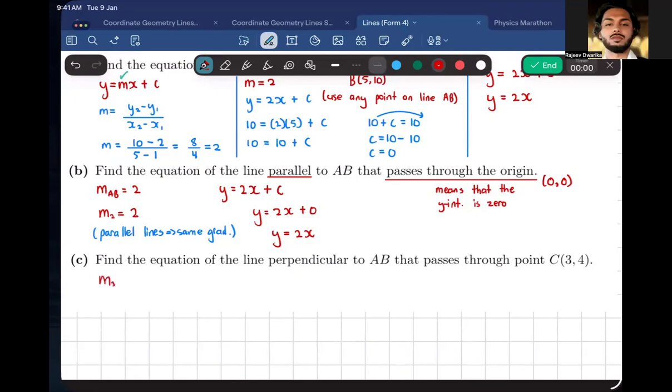Now they're saying that this line is perpendicular to AB. What does that mean? So the gradient of line AB was 2. So how would I find the gradient of this new line? We change sign and flip it, so it would be negative a half. Right. So the gradient of this third line, M3, is just negative a half. Simple.